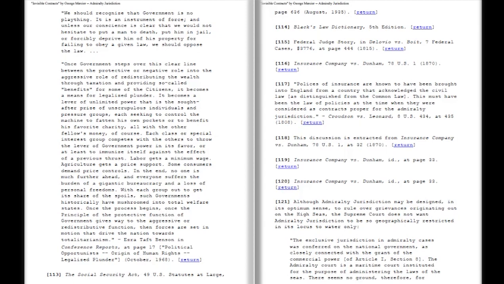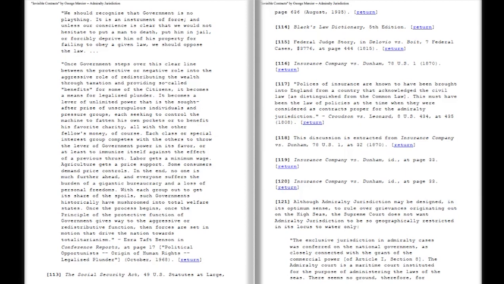Return. 121. Although Admiralty jurisdiction may be designed, in its optimum sense, to rule over grievances originating out on the high seas, the Supreme Court does not want Admiralty jurisdiction to be so geographically restricted in its locus to water only. The exclusive jurisdiction in Admiralty cases was conferred on the national government, as closely connected with the grant of the commercial power of Article I, Section 8.